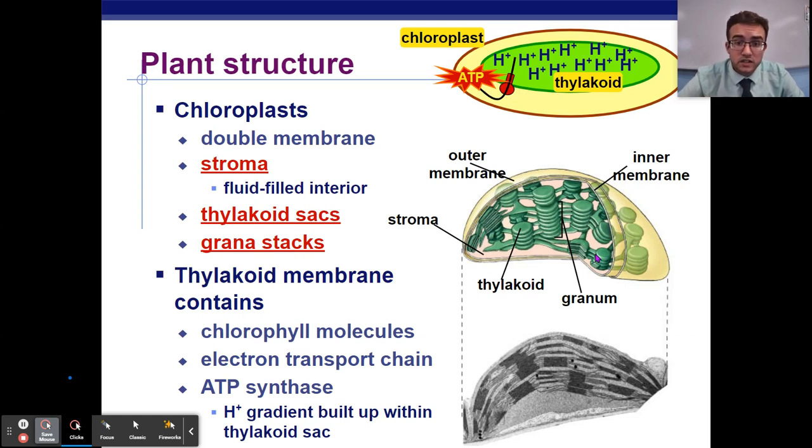So there's your introduction to plant structure with photosynthesis. If you have questions, let me know. In the next video, we'll get into photosynthesis and talk about the light reactions that happen over the photosynthesis process.